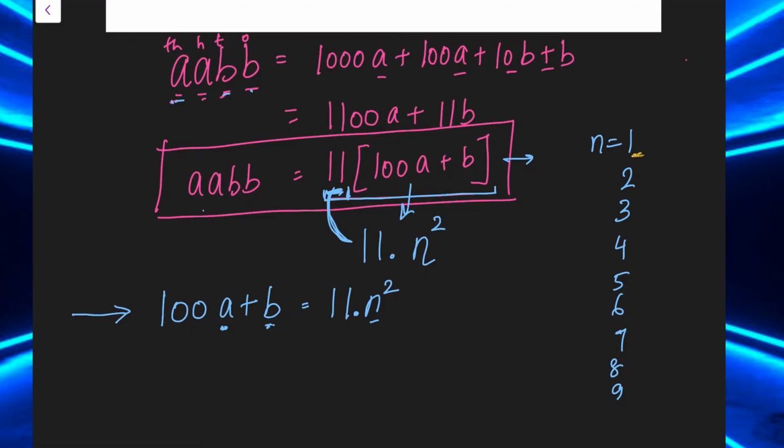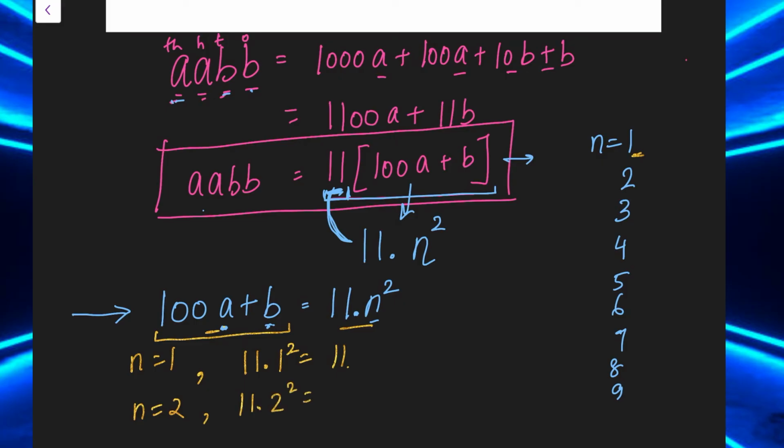Let's put n equals 1. For n equals 1, this here will become 11 times 1 square, which is just 11, which does not fit into our 10a plus b, because in this case a has to be 0 and 0 cannot be the value of a, so this does not work. N equals 2.